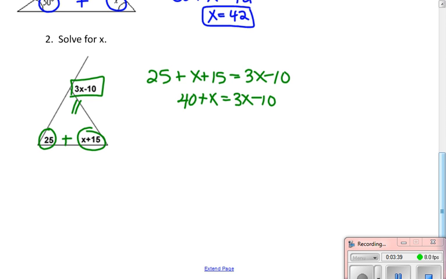I don't want to deal with a negative on my x, so I'm going to subtract x from both sides. I'm going to add 10 to both sides, divide by 2, and x is 25. Again, you can put it in and check and make sure everything is correct.